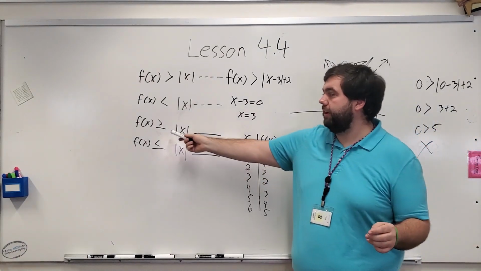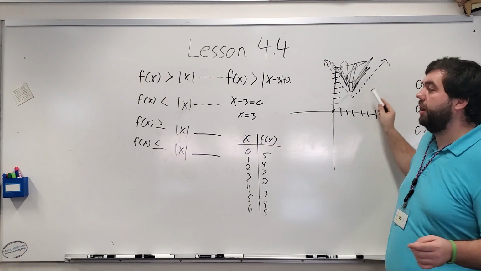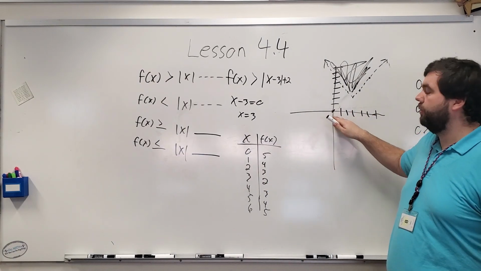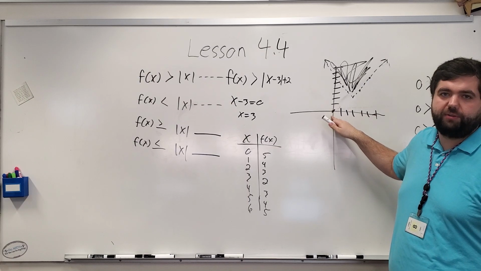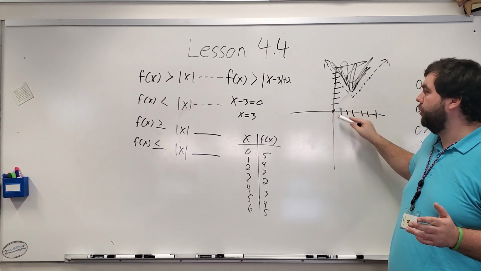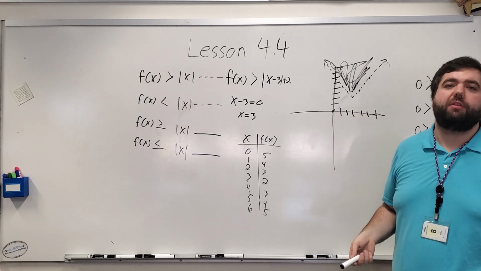Again, if it would have been greater than or equal to, it would have been a solid line. And then I always check a point. 0, 0 is always the easiest unless it's on the line. Then I would just check some point right near that I can easily do the math for.